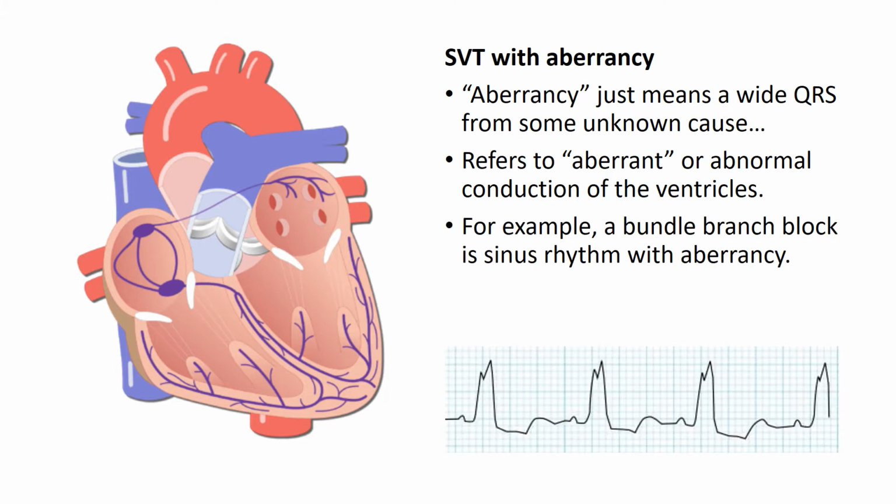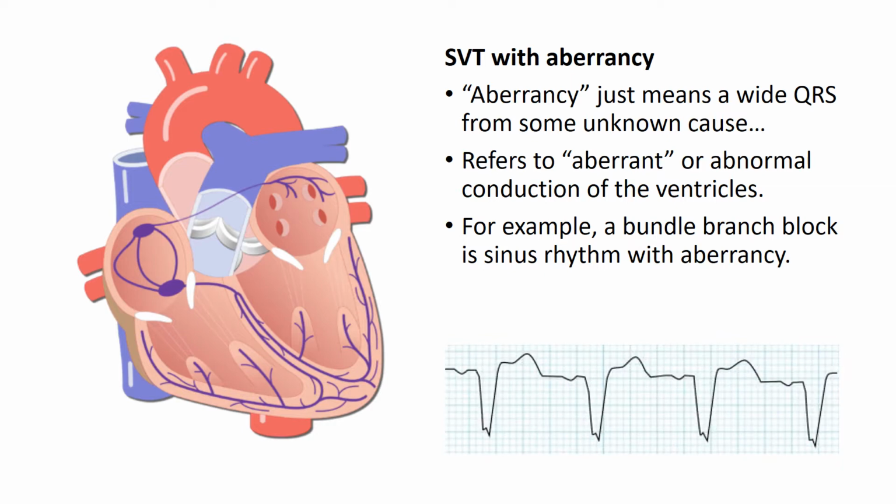So if I gave you this rhythm strip, you can see P waves and QRSs, P waves and QRSs, so it's in sinus. But that wide QRS has got a nice classic right bundle branch block pattern. So that's sinus rhythm with aberrancy, if you wanted to call it that. And this would be another example. So you've got a left bundle branch block pattern here. So again, you could call that sinus rhythm with aberrancy if you wanted to.